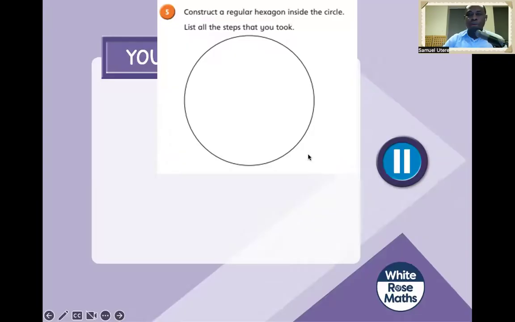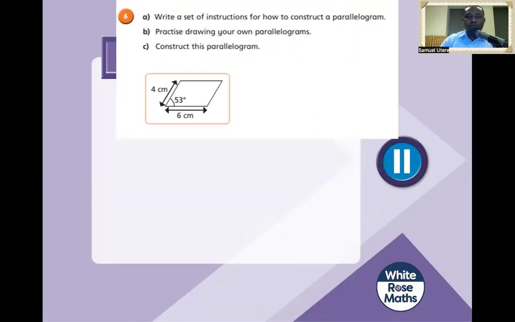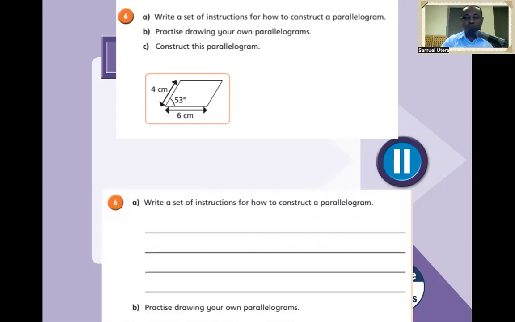During that demonstration, you would have seen what we did, and then you can see the steps that we took. All right. So I'll let you write those steps and make sure you get used to doing that by practicing. So I'll discuss this one, what you would do. Here you are asked to write a set of instructions for how to construct a parallelogram. Practice drawing your own parallelogram and construct this parallelogram. Okay, so pause the video and have a practice of this. Assuming you've paused the video and you've done this, so here is what you should get.